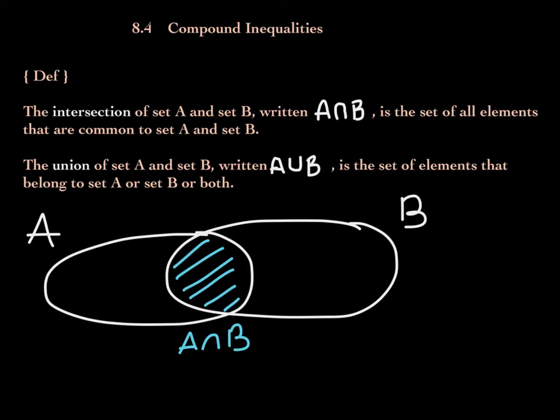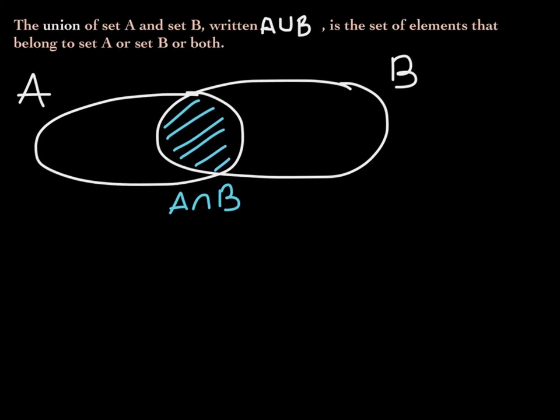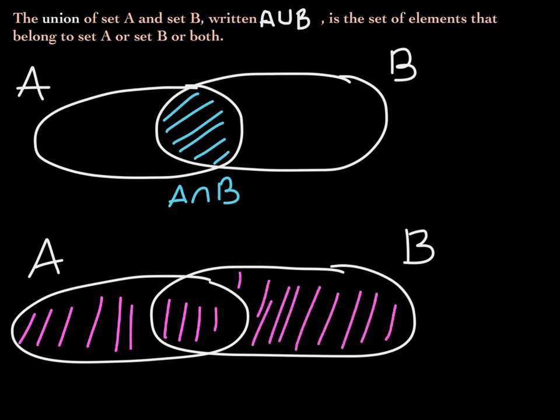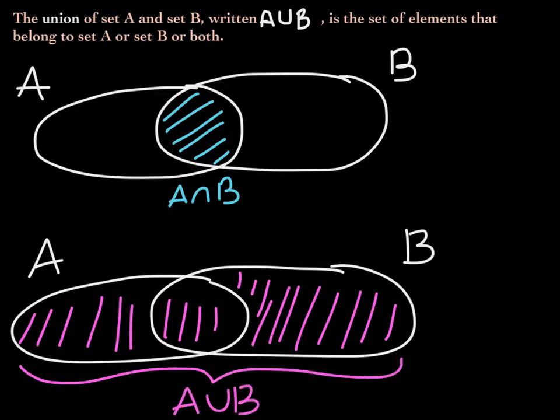Now let me show you a picture of what A union B would look like. Again, we have set A over here, we have set B here, and any element that belongs to A or belongs to B makes it into the union. So anything in A, anything in B makes it into the union. Even elements that belong to both make it into the union. So all of this represents A union B.